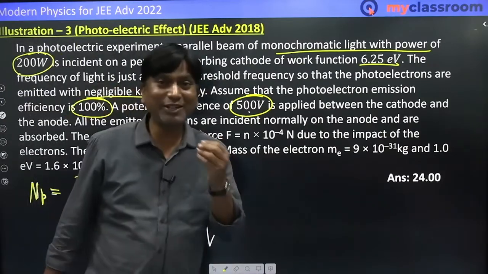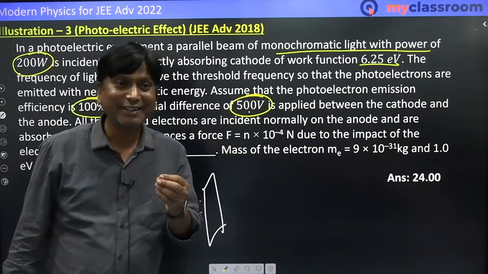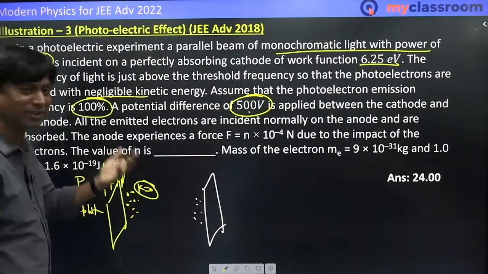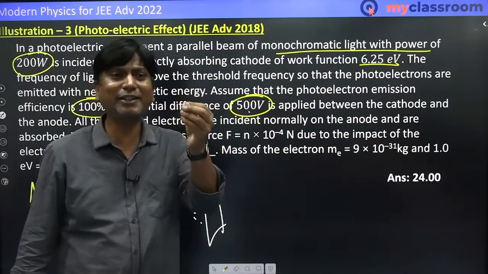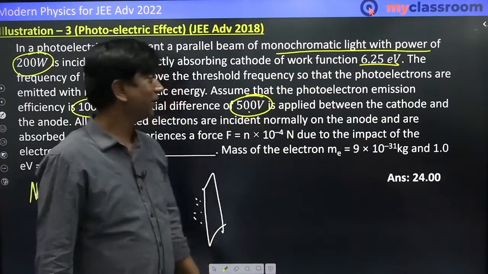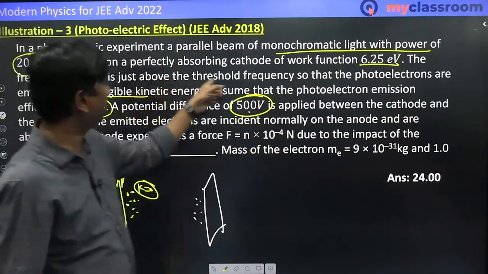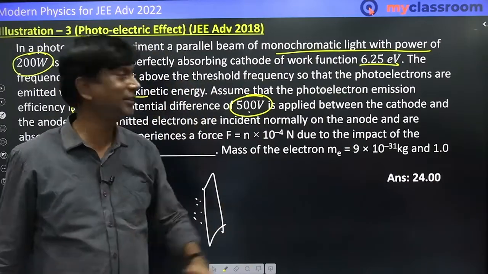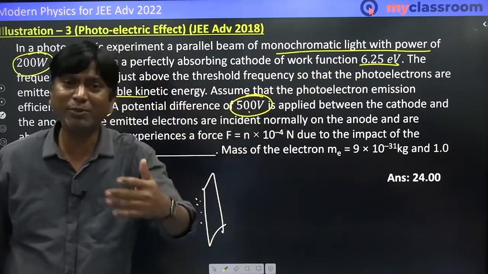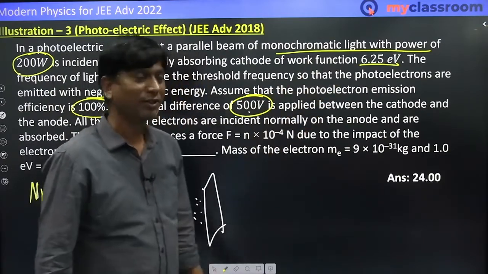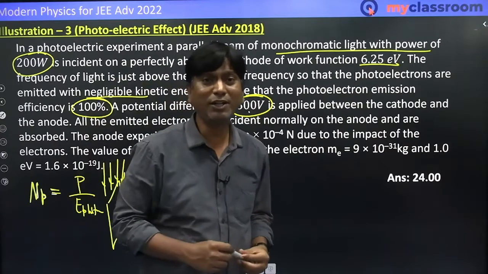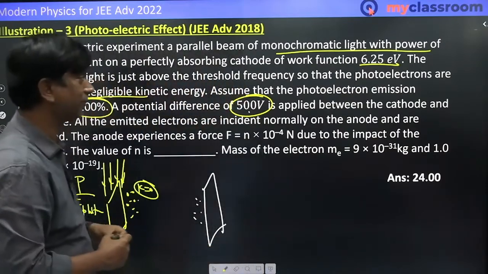Energy of each photon is such that it is slightly greater than the work function, because clearly they have given that the frequency is slightly above the threshold frequency. So the energy of each photon is slightly greater than the work function, and you can take it almost equal to the work function. The work function is 6.25, so the energy of each photon is also 6.25 electron volts, right?